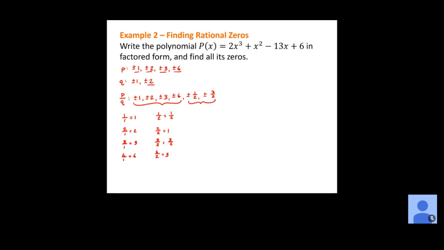Any other questions there about getting that list? Okay, now once we have that list, here's what I'm thinking about. How many options do we have for rational zeros this time?